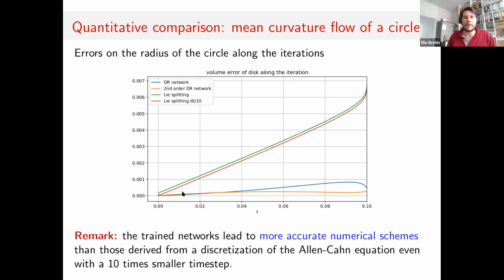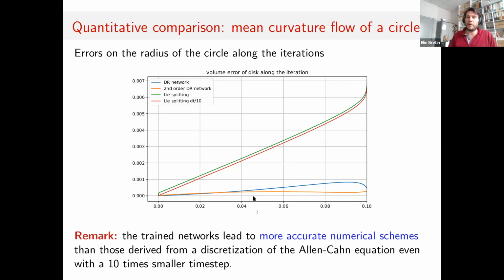But now, if you want a quantitative comparison, I can consider the evolution of the circle. If I plot the error on the radius of the circle, which is known, we see that the scheme obtained with the neural network is better than the error obtained with the discretization of the Allen-Cahn equation. This is in a certain sense expected, because the discretization of the Allen-Cahn equation with the first order splitting method is in the model of the first order neural method.